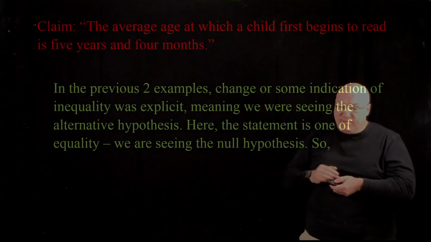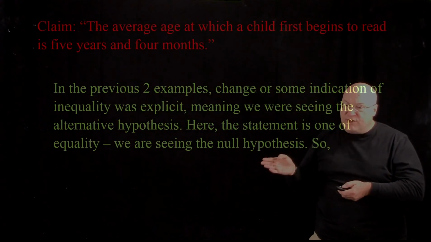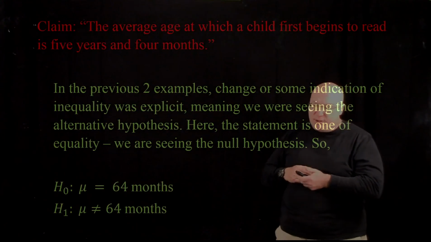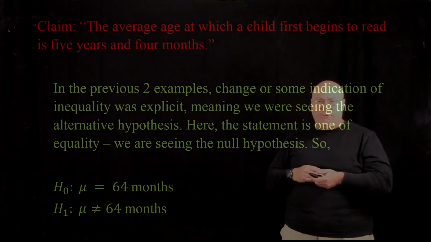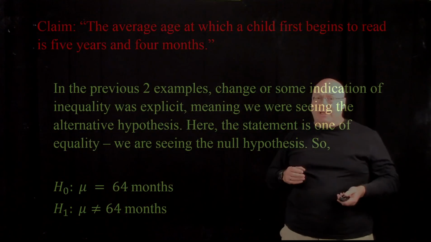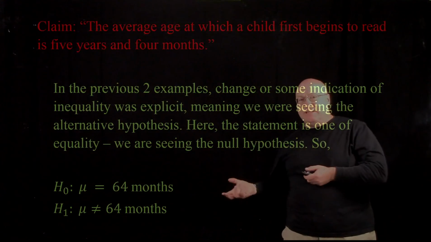So what do we have? The null hypothesis will be, and I think I changed this to be in terms of months, 5 years and 4 months is 64 months. So the null hypothesis is mu is 64 months, right? What is the alternative hypothesis? I'm not trying to claim it's greater than 64 months. It's less than 64 months.